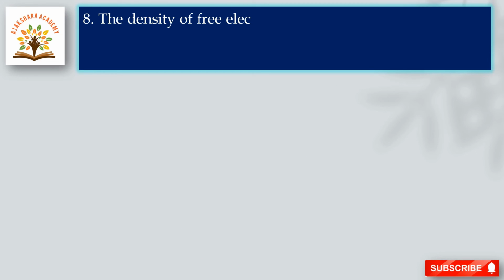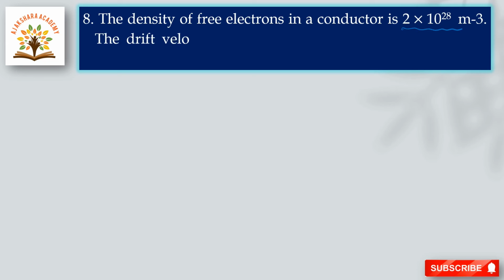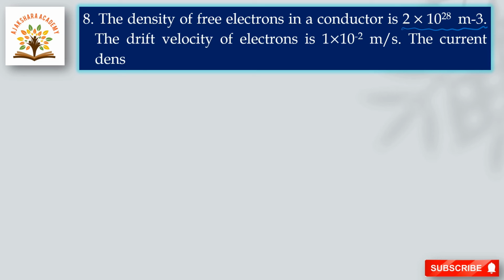The density of free electrons in a conductor is 2 into 10 to the power of 28 meter to the power of minus 3. The drift velocity of electrons is 1 into 10 to the power of minus 2 meter per second. The current density is, here we have to calculate the current density. Let us go to the solution.